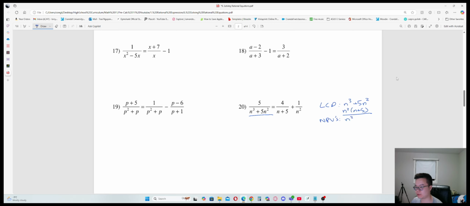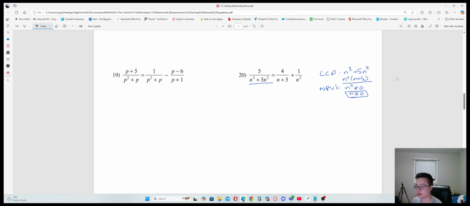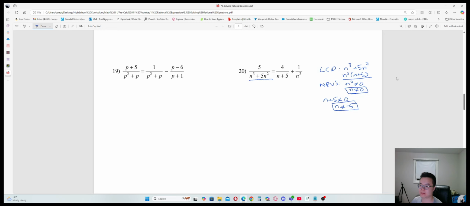So I have n squared not equal to 0. So n will be not equal to 0. That's my first NPV. Next is going to be n plus 5 not equal to 0. Then I will have n not equal to negative 5. It's my second value of NPVs.